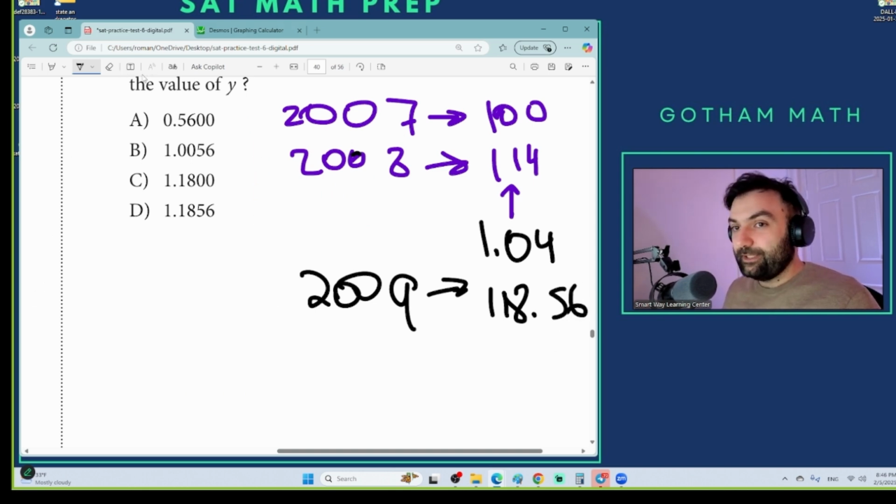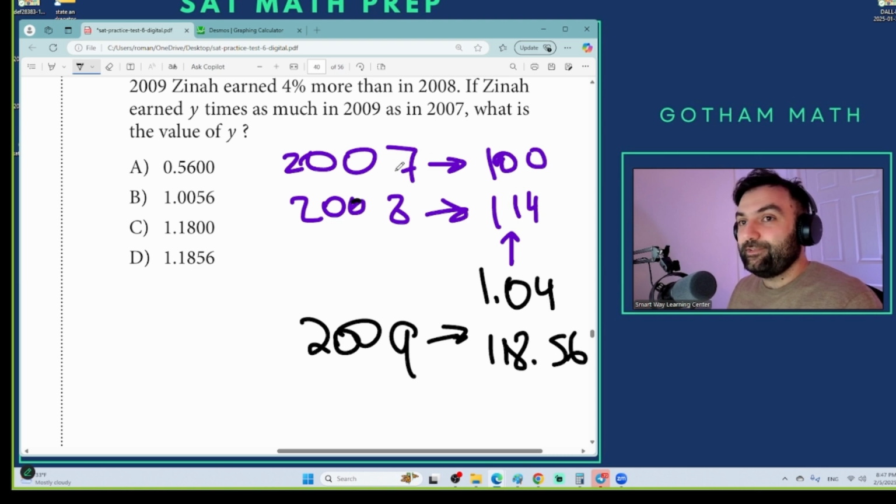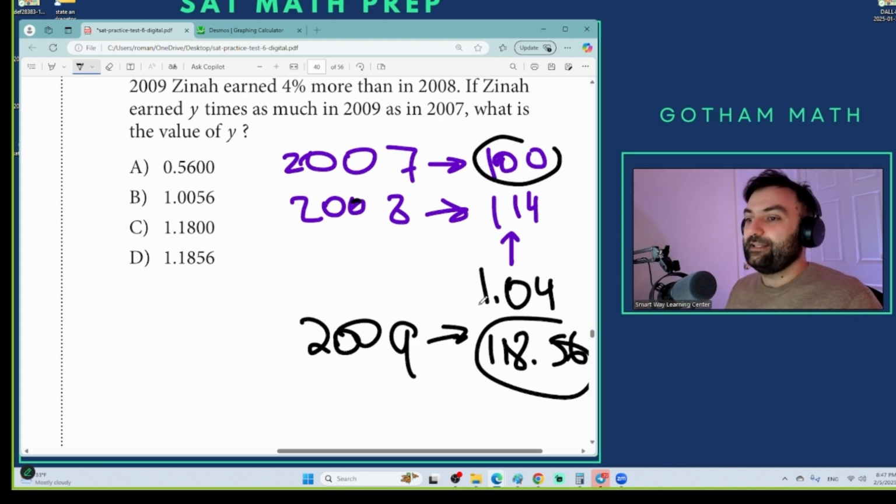And do I need to tell you what the answer is here? No, I don't. You don't even have to do the last thing. Because it's y times as much, obviously I have to divide this by this, but I don't have to do it. I'm cutting my corners. I see the numbers. So boom, dividing by 100 is a joke.